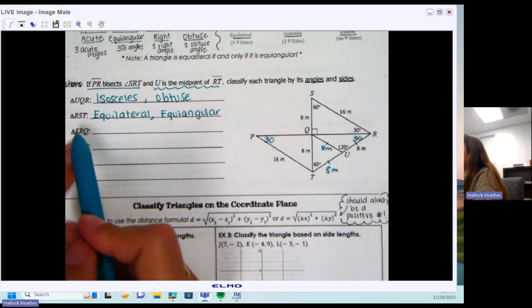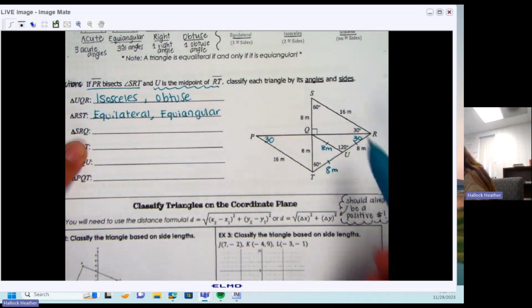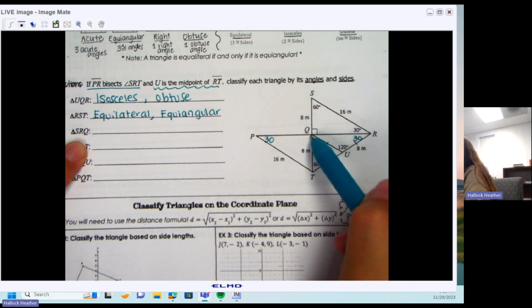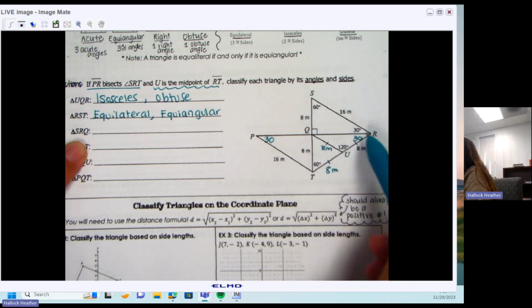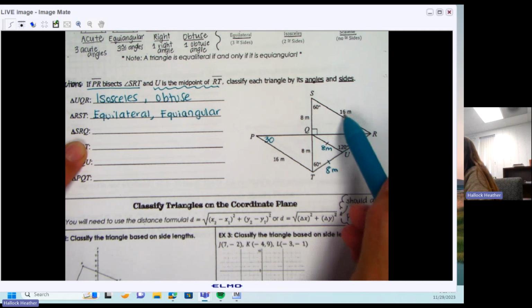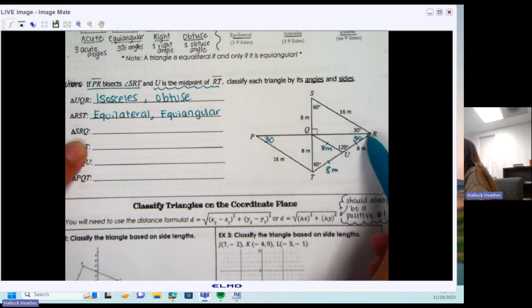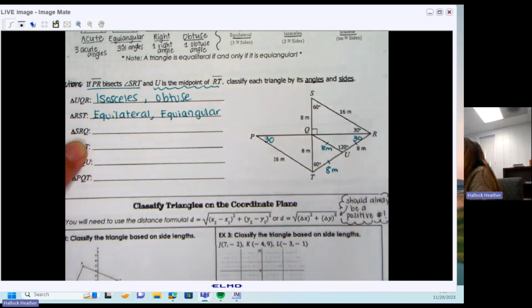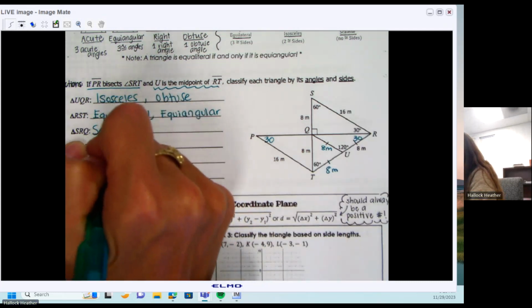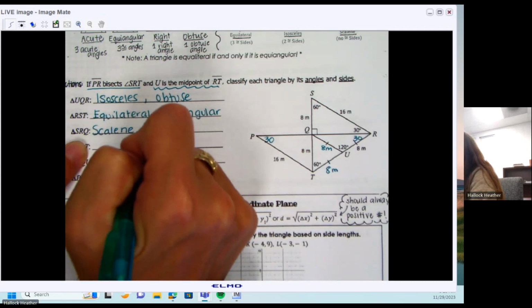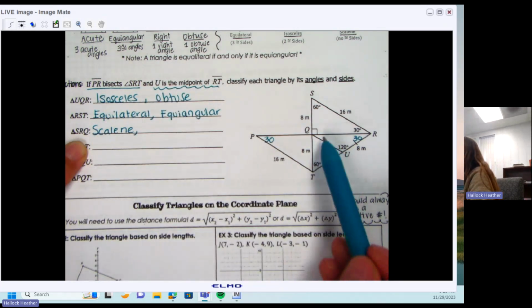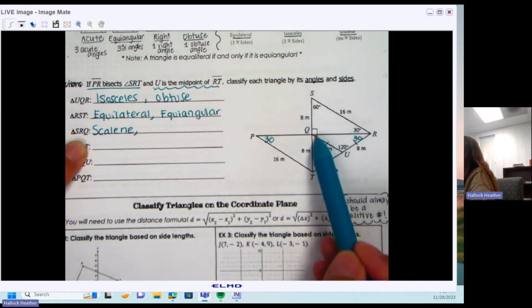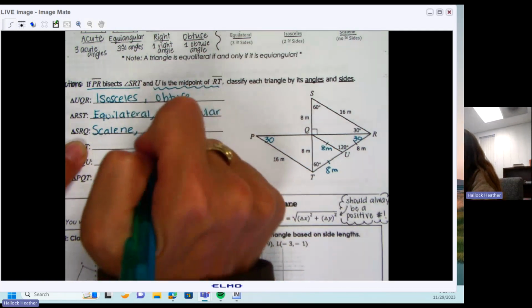Okay, next one is SRQ. So if I look from SR to Q, I don't have any dashes. I know this side is 8. I know this side is 16. I don't know the length of the side, but I do not have any congruency symbols. I don't have any little dashes. So is this isosceles, equilateral, or scalene? Scalene, perfect. There's no congruent sides. And then I have 30, 60, and the square. So what kind of triangle based on angles is that? Right, perfect.